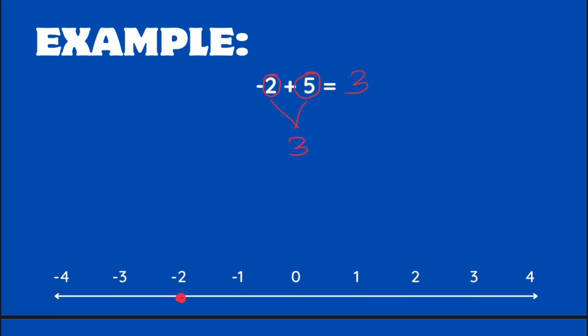And now let's check on our number line. We're going to start at negative 2, and since it's plus, we're increasing. I'm going to go to the right 5 times. 1, 2, 3, 4, and 5. And where did I leave off? On positive 3.